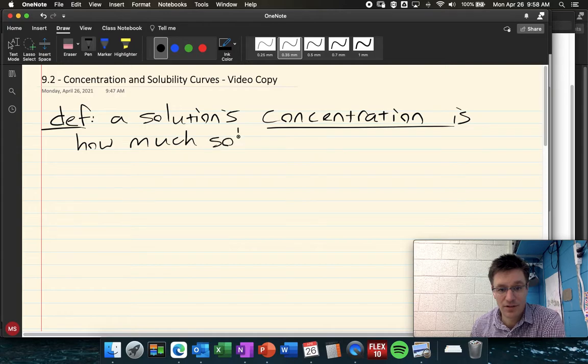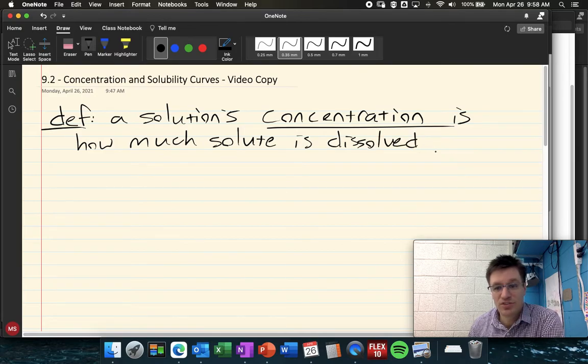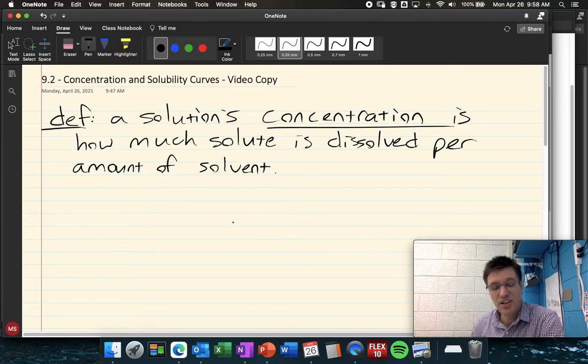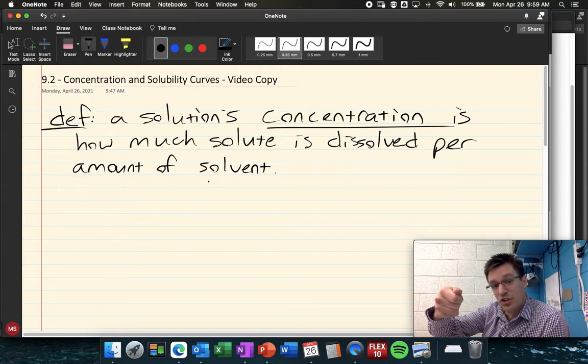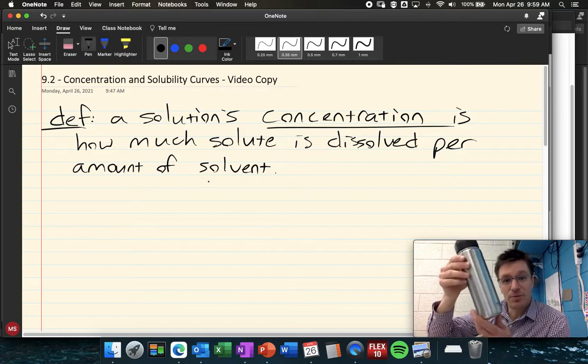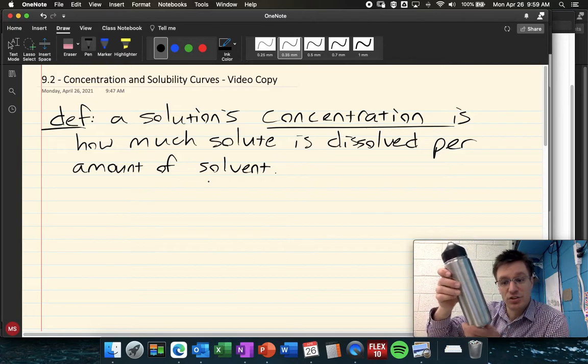So let's get this written down. How much solute is dissolved per amount of solvent? Now, when you're talking about concentration, you need both. You need to talk about the solute and the solvent, because you can imagine if I take 1 tablespoon of sugar and I dissolve that in this bottle of water, it'll taste like sugar water, right?